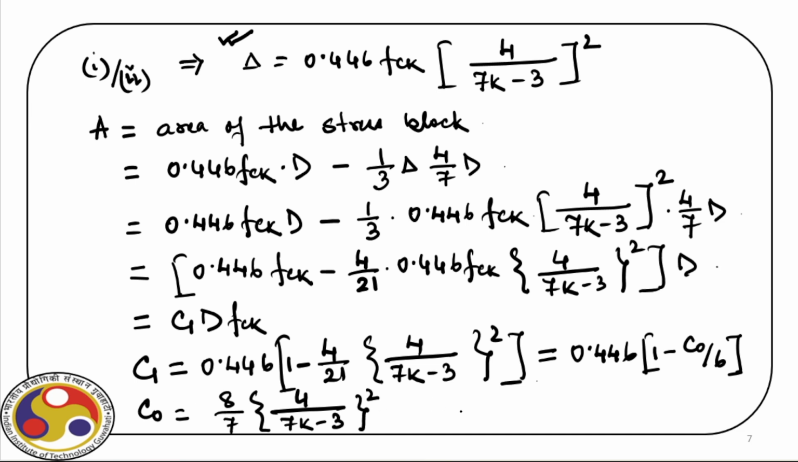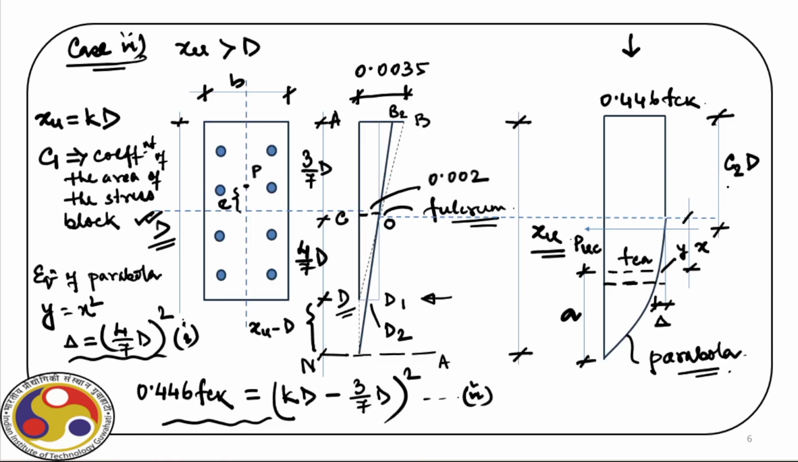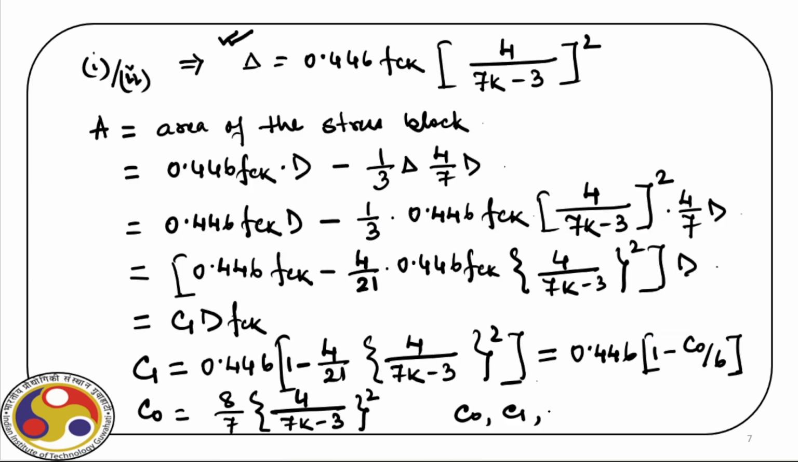So we have identified C0, C1. We have another constant, that is C2 here, that will tell us the location of this PUC, right? And there is another constant C2 which is yet to be identified. But what you can see, for a given cross section, if we know what is this K, that is the location of XU, so we can identify C0, C1 at least, and then we can identify the area of the stress block, which is C1 times D times FCK. Right. So our next task is to find out this C2, that is the location of this compressive force.